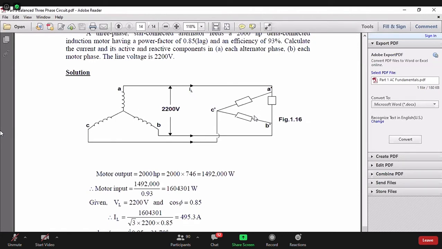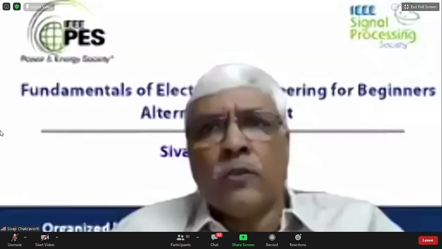But now how to solve it? Because so far we have not dealt with that. So now I will go to that topic, that source balanced, load unbalanced. And when I say load unbalanced, there I have to take star connection as well as delta connection separately because they behave differently. I will go to that and I will show you.